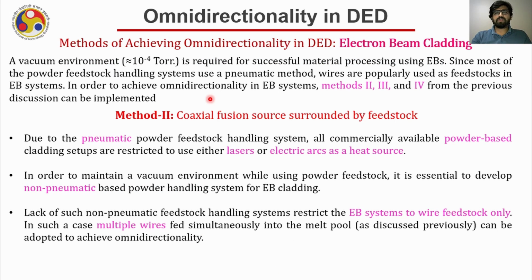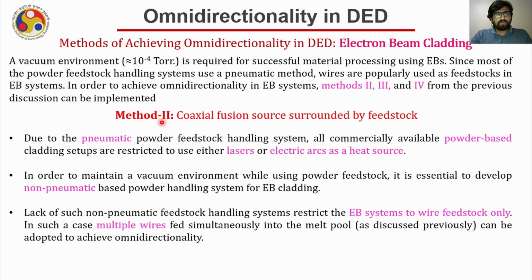Let us now discuss the electron beam if it is used as a fusion source in DED. Typically, a vacuum environment is required for successful material processing using electron beams. Since most powder feedstock handling systems use pneumatic methods, wires are preferably used as a feedstock in DED systems where the electron beam is used as a power source. So, in order to achieve omnidirectionality in an EB system, method 2, method 3 and method 4 can be implemented, as we discussed, very similar to TIG or plasma based systems.